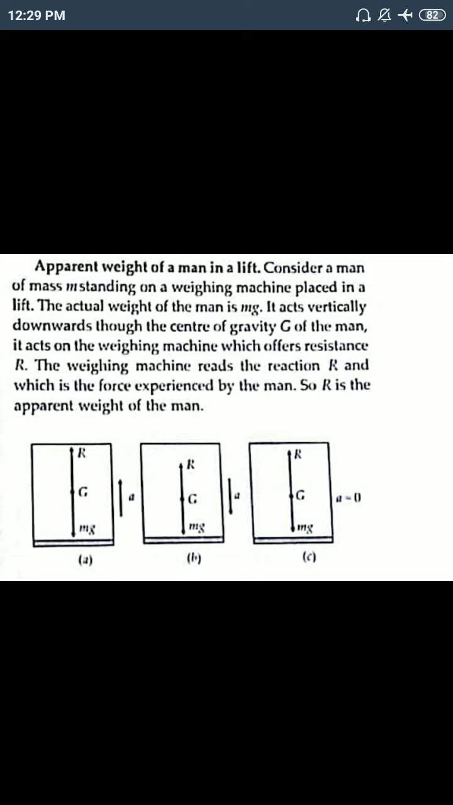So the net force acting on an object: if R is greater than mg, then R minus mg. If mg is greater than R, then mg minus R. That is also different depending upon the different position, different condition of the lift. So the net force acting on an object is the subtraction of these two, mg and R.